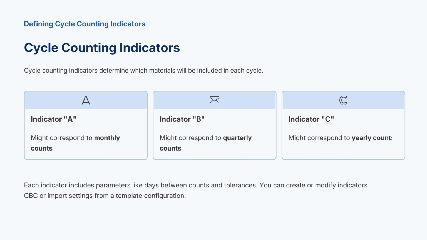Defining cycle counting indicators. Indicators are the backbone of this process. For example, you can set up indicator A for monthly counts, B for quarterly, and C for annual verification. Each indicator defines days between counts, next count date, and tolerances. SAP uses these rules to automatically identify which materials are due for counting at any given time.